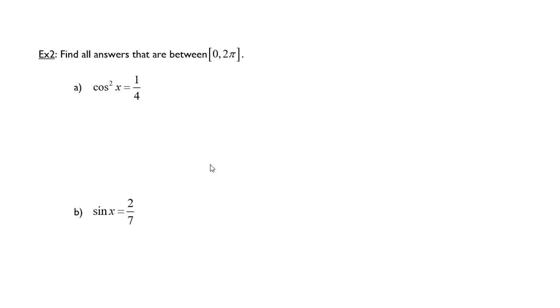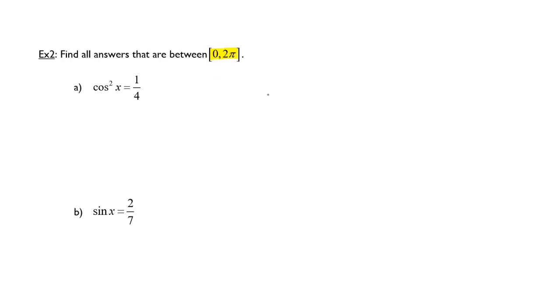Welcome back to part 2 on trigonometric equations. Let's look at cosine squared of x equals 1/4. I want to mention that it's important to keep your interval in mind when you're calculating these, because sometimes it will say give all the solutions and sometimes it will say give the solutions between 0 and 2 pi, or maybe 0 and 4 pi.